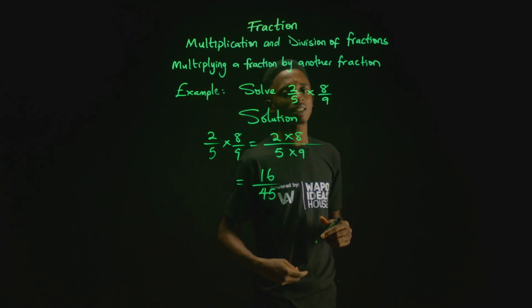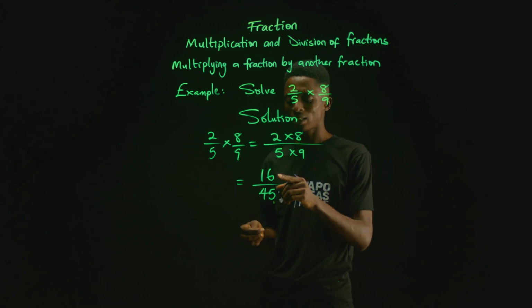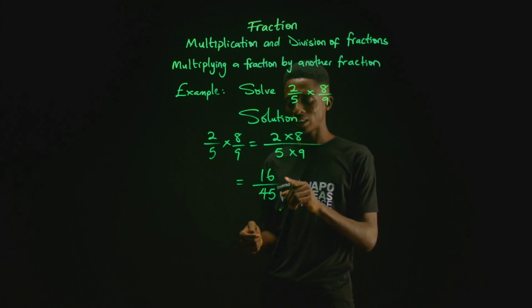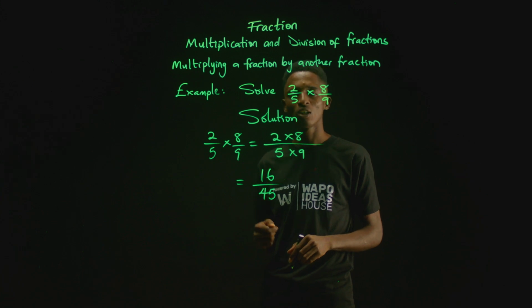Always bring your answer to the fraction in its lowest term. But in this case, there are no common factors between 16 and 45. So this fraction is already in its lowest term, leaving our answer as 16 over 45.